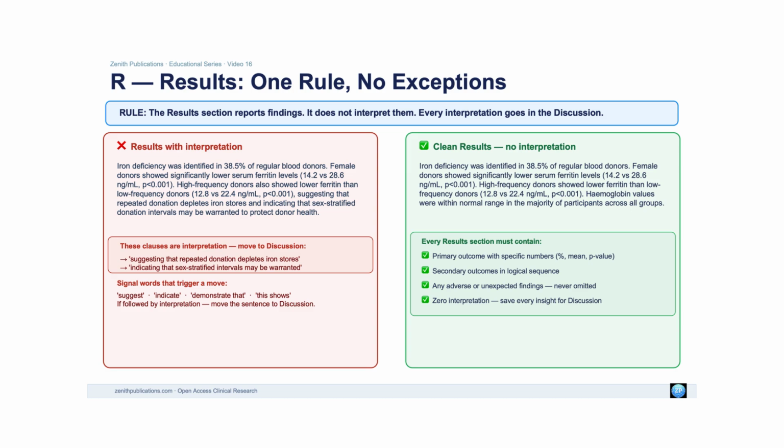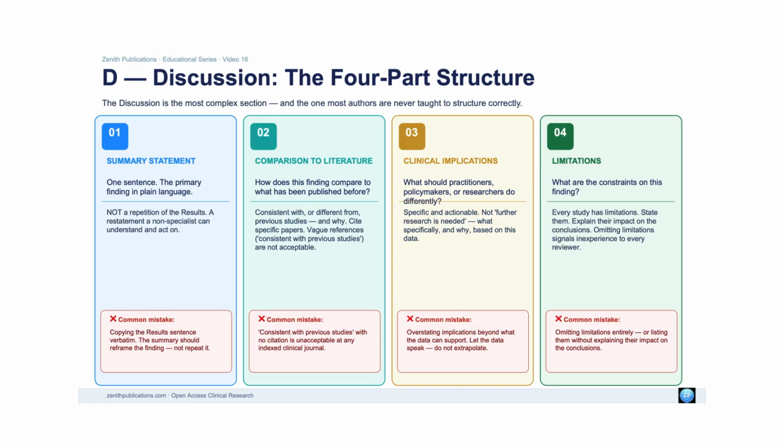Here is a simple check before you submit. If your results section contains the words suggest, indicate, or demonstrate that, followed by an interpretation, move that sentence to the discussion. The discussion is the most complex section in the manuscript, and the one most authors are never taught to structure. It has 4 parts. Each part has one job.